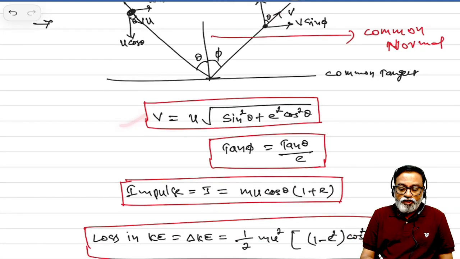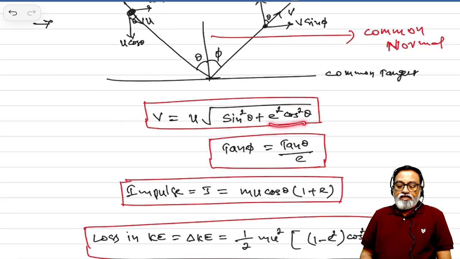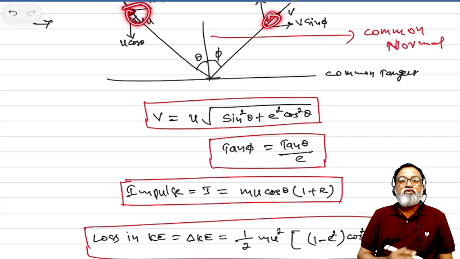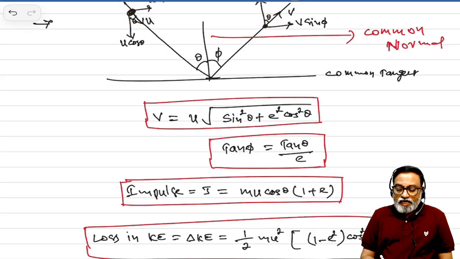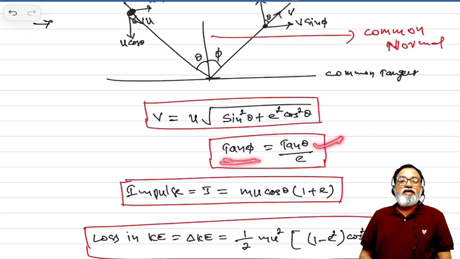Therefore, this is the formula for velocity after collision: v is equal to u into square root of sin square theta plus e square cos square theta. If it is elastic collision, e is equal to 1, sin square theta plus cos square theta is equal to 1. Therefore, v is equal to u. Therefore, in elastic collision, final velocity is equal to initial velocity. And tan phi is equal to tan theta by e.